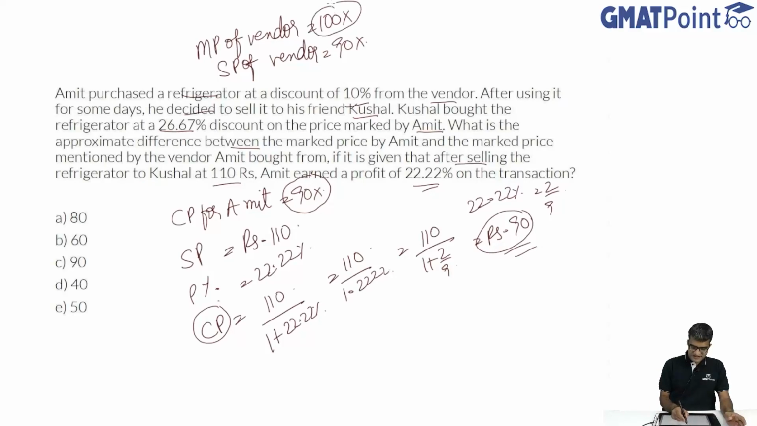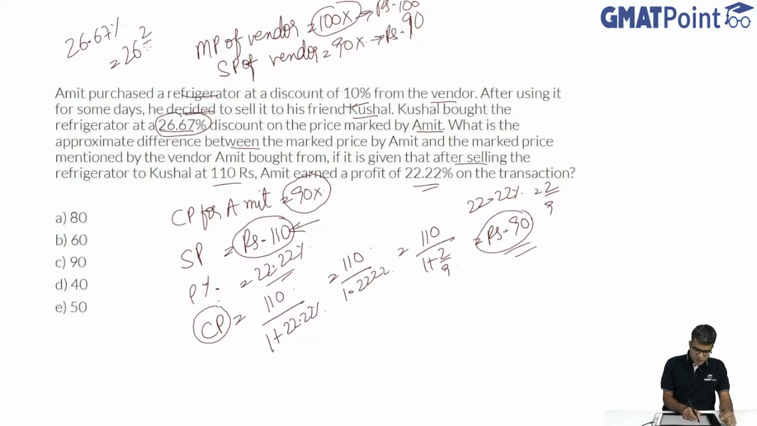So the mark price, that is the price that the vendor quoted, is rupees 100. The vendor quoted rupees 100, Amit bargained, he got a 10% discount and he bought this for rupees 90. And he sold this to his friend for rupees 110 and he made a profit of 22.22%. But what is the mark price that Amit quoted to his friend? We know that by selling it for 110, he gave a discount of 26.61%. What is 26.61%? This is equal to 26 2 by 3%, which is equal to 80 by 3%. That is the discount offered.